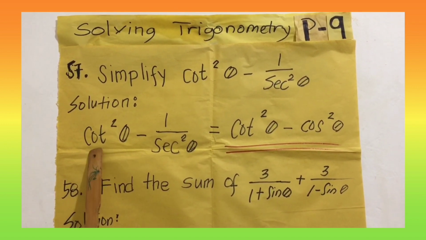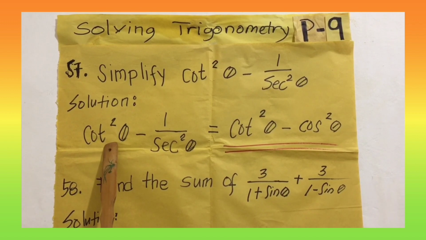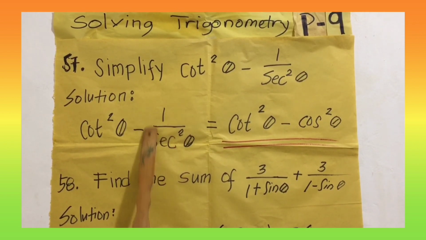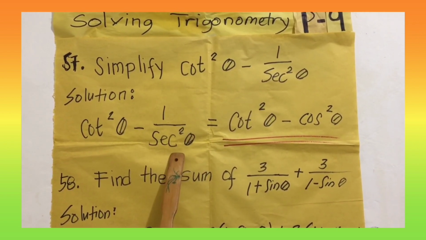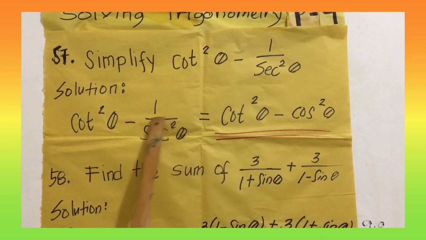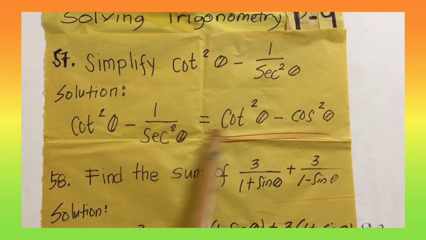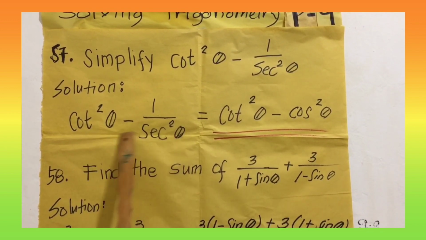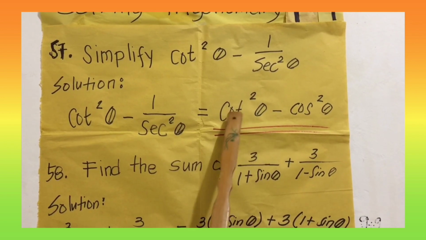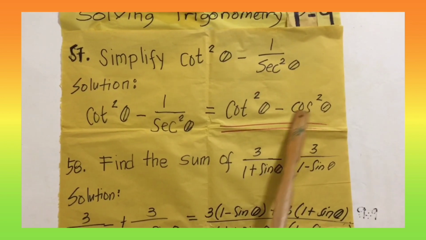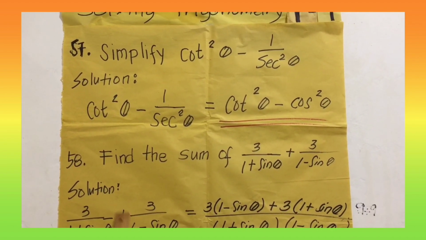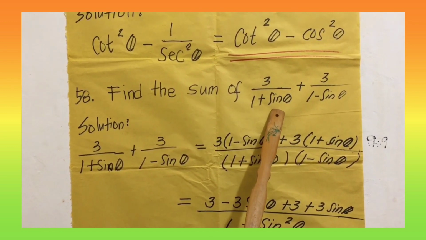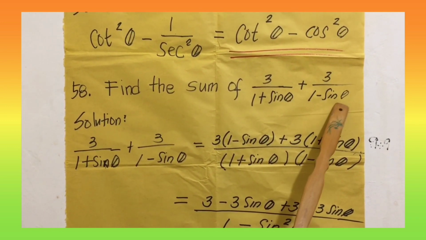Our first step is just copy this cotangent squared theta because it's already simplified. But this 1 over secant squared theta is not yet simplified, so remember that if we have 1 over secant squared theta, this will be equivalent to cos squared theta. That is why our simplified trigonometric expression becomes cotangent squared theta minus cos squared theta. Next, number 58. Find the sum of 3 over 1 plus sine theta plus 3 over 1 minus sine theta.